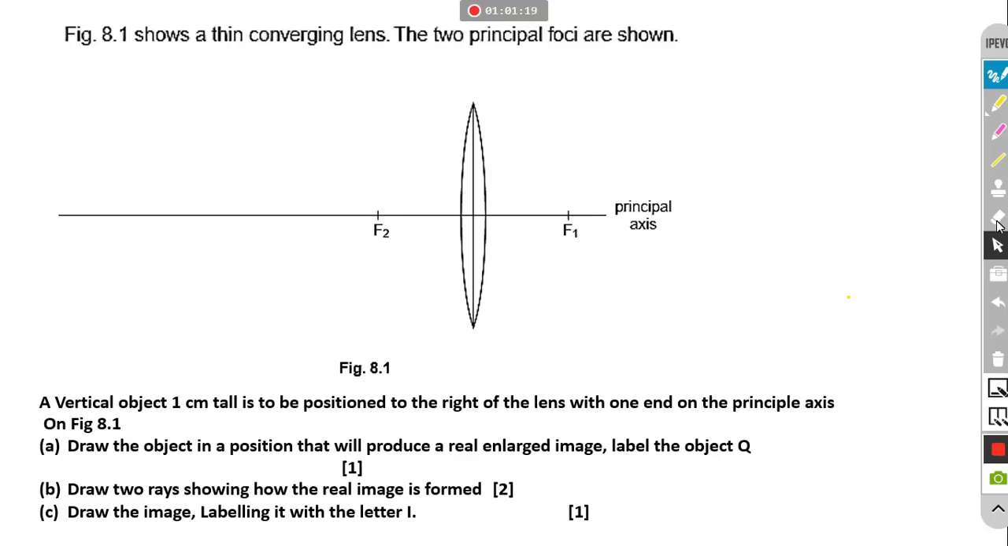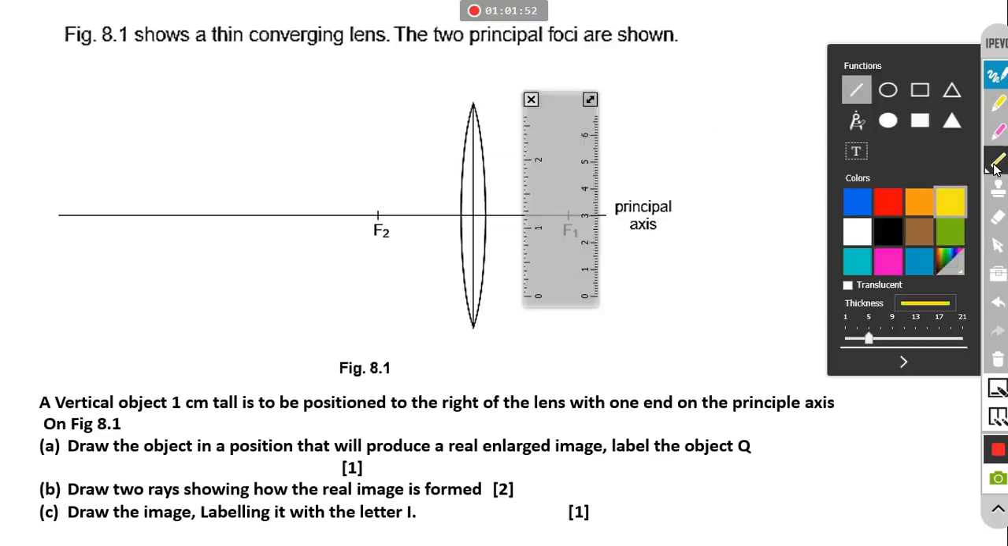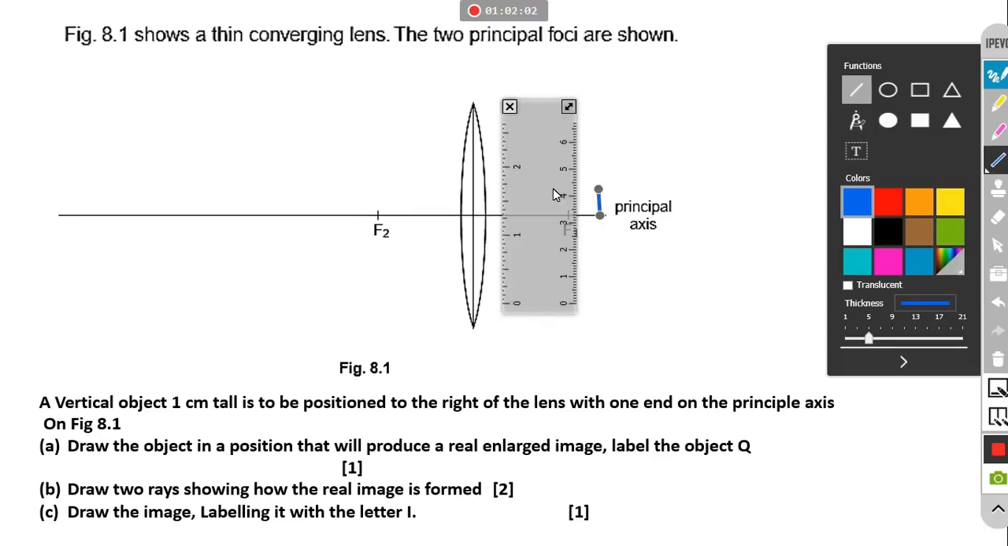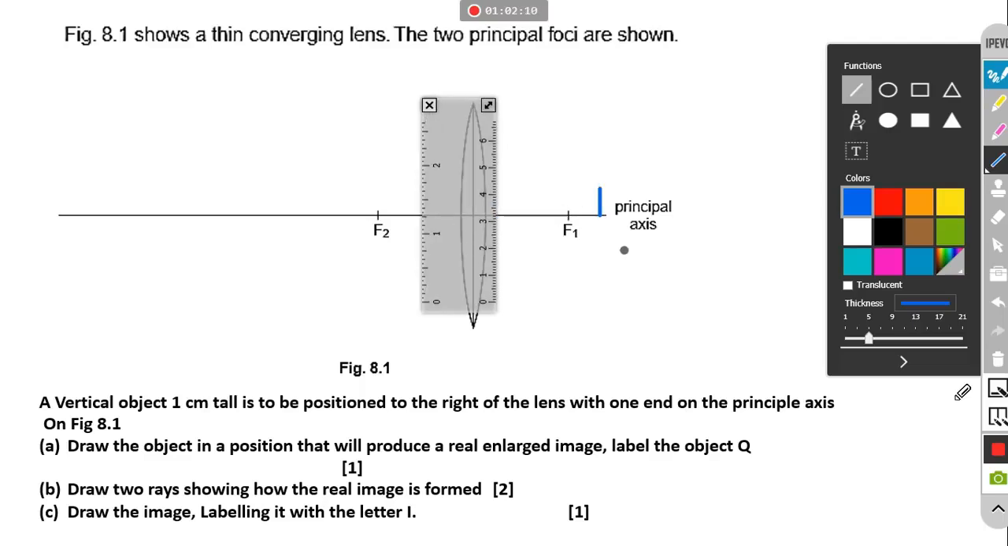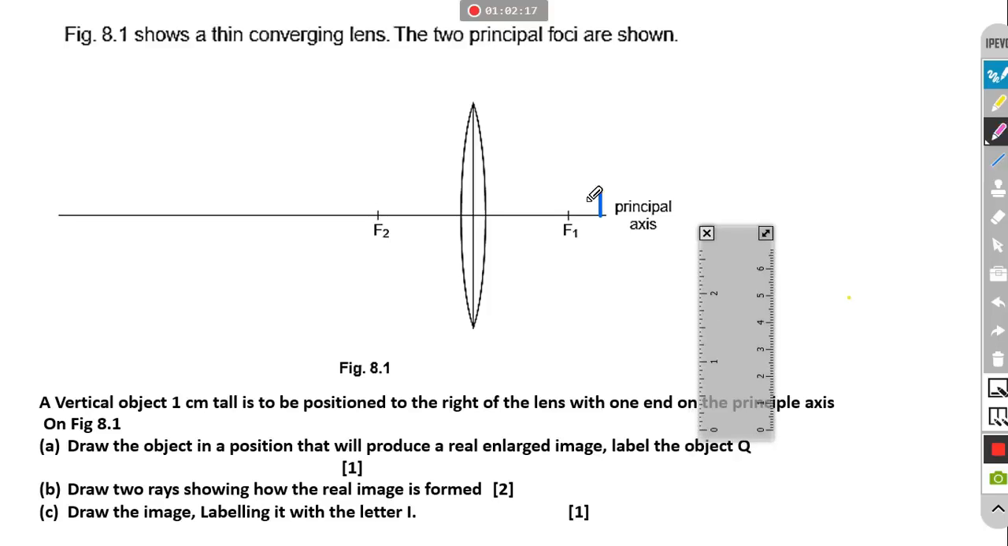If you don't know this case, surf the channel, you will find a video that explains lenses and all the other topics actually. Label this object Q, and then we place an object that is 1 centimeter tall, so we need our ruler. Flip it vertically. So from here we draw, I'm going to use blue. This is the object, 1 centimeter tall. Okay, but make sure it's vertical. Now this is an arrow, so let's make it an arrow, with one side on the principal axis.